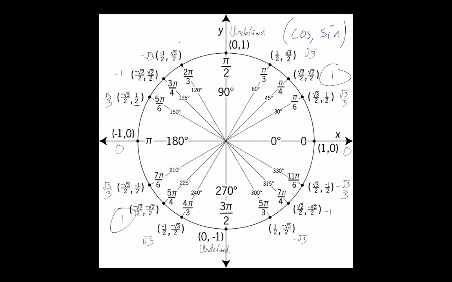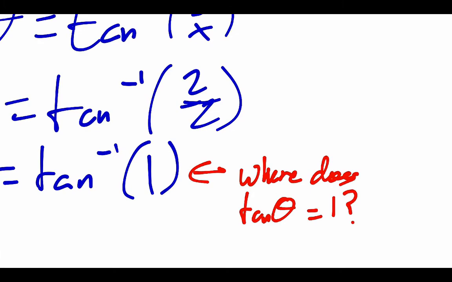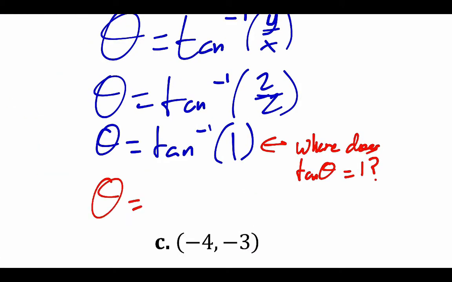Now this is where the fact that we're in quadrant 1 is important, because we're in quadrant 1 of the rectangular coordinates, which means we're also in quadrant 1 of the polar coordinates. So the angle measure we're using there is going to be pi over 4. So we have theta equals pi over 4.